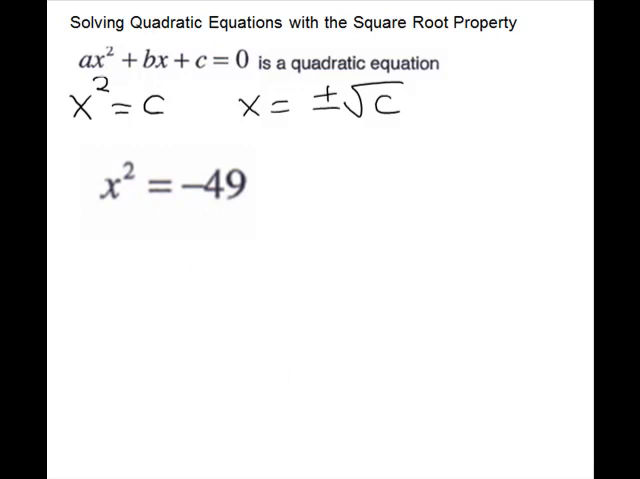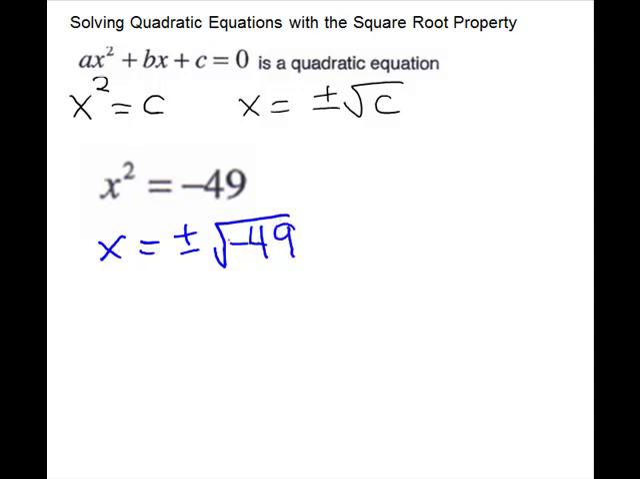Our next problem, x squared equals negative 49. It is the proper form for the square root method. Something squared equals some constant. Take the square root of both sides. So x equals plus or minus square root of negative 49.